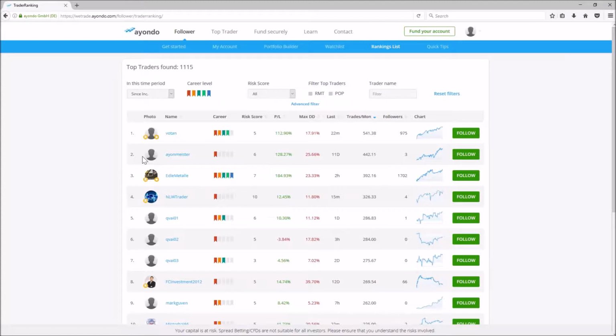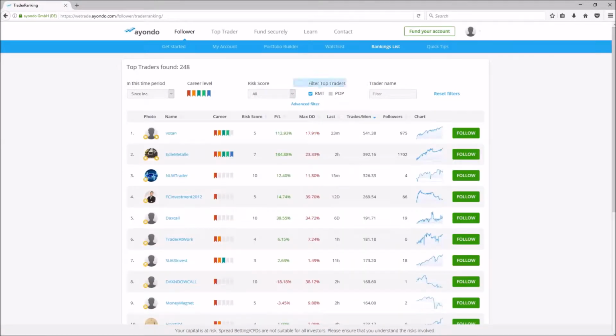So to start off, when I'm looking at traders to follow, I want traders who are trading with real money, because my view is, if I'm going to follow you with my account with real money in, then the very least you should be doing is trading with real money on your own account. So let's click now. We've narrowed the list down to 248.